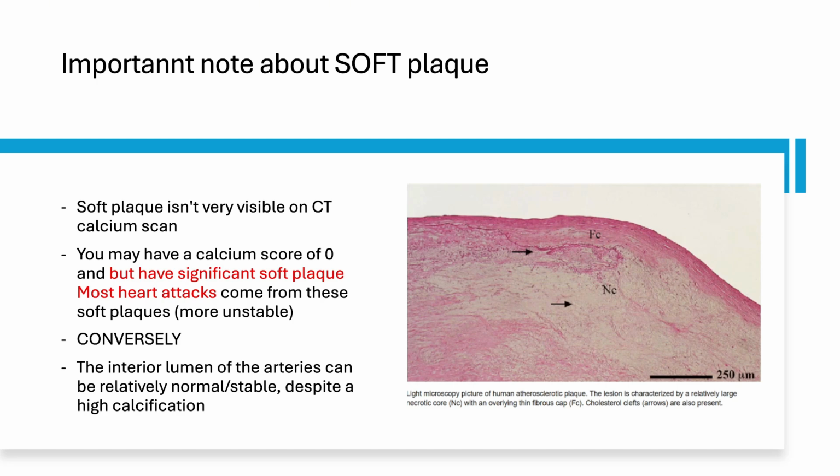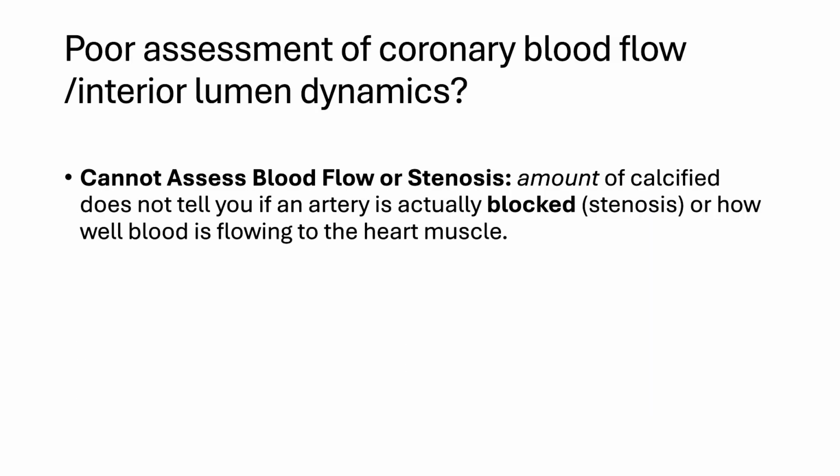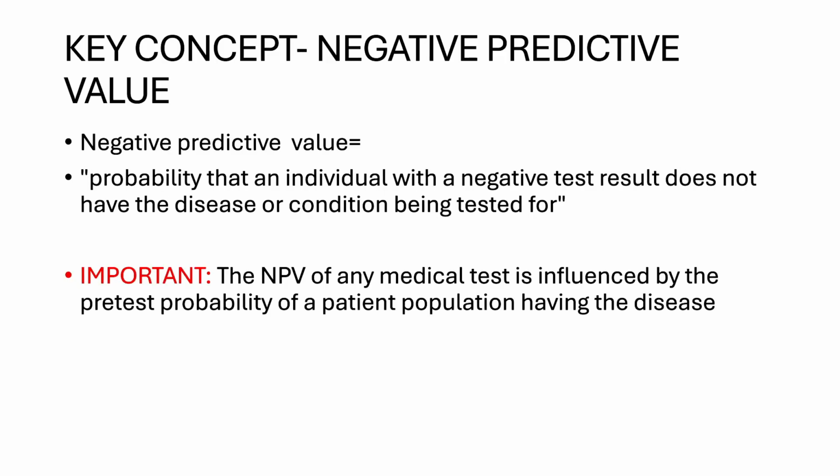On the other hand, you could have a relatively high calcium score, but the interior lumen of the arteries can be quite stable with minimal soft plaque. Because we can't properly assess the interior lumen of the artery with a coronary calcium scan, it's not really an accurate live measure of blockage or how well blood is flowing to the heart muscle. To find these things out, you may need a more dynamic study, such as a stress test or a coronary angiogram. This brings us on to a key concept, the negative predictive value.